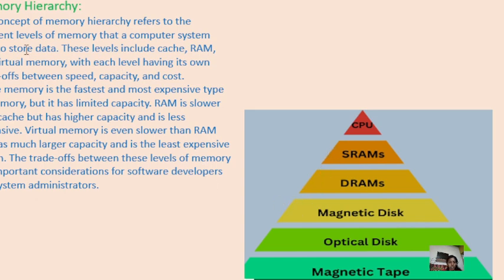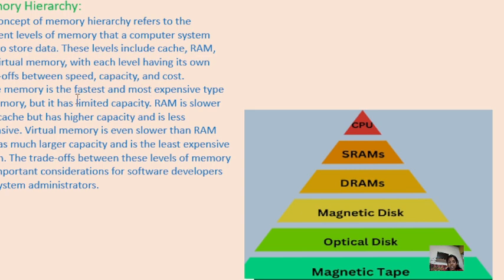The concept of memory hierarchy refers to different levels of memory that a computer system uses to store the data. These levels include cache memory, RAM and virtual memory. So ROM acts as the primary memory, then cache, then RAM as the secondary memory, with each level having its own trade-offs between speed, capacity and cost.